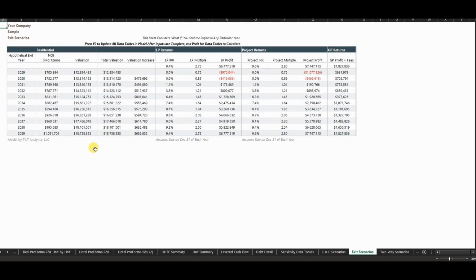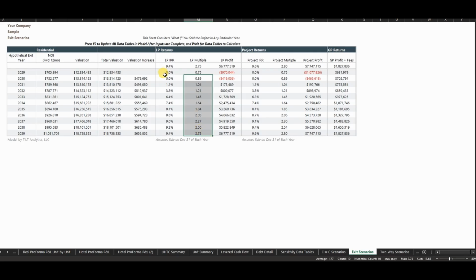Another sheet next over is quite useful as well, particularly when determining what to pitch to an investor, say, because this table here looks at exit scenarios, specifically, what if you sold the project in any given year? And so the model looks at your NOI in each year, your total valuation in that year, and so on. But the key thing to notice is often that typically your IRR will decrease the longer you hold, and your LP multiple will increase the longer you hold because you're bringing in more absolute cash from NOI.